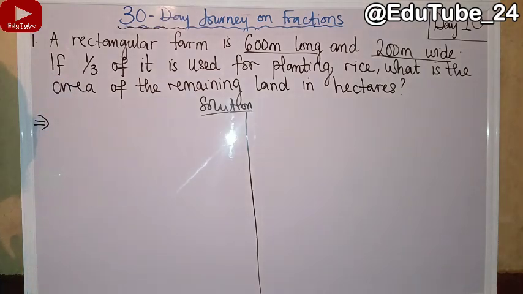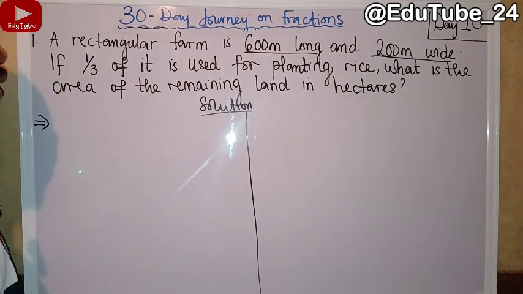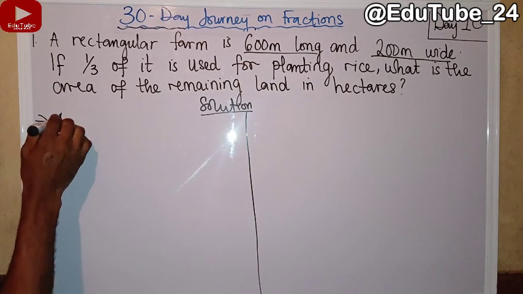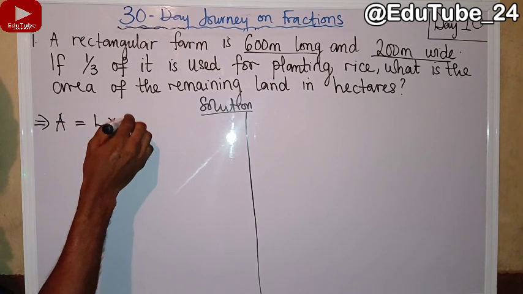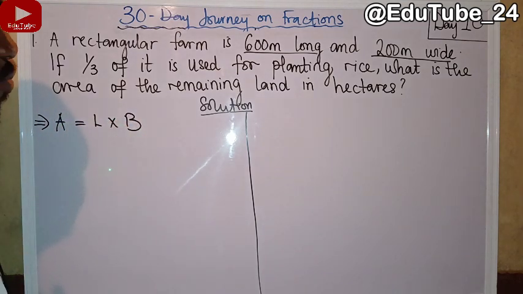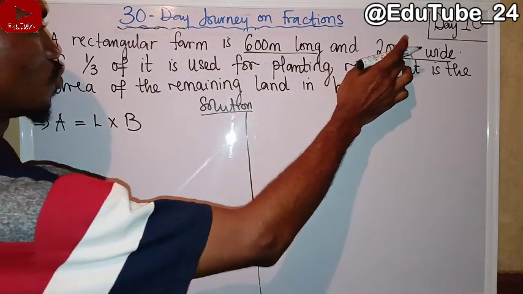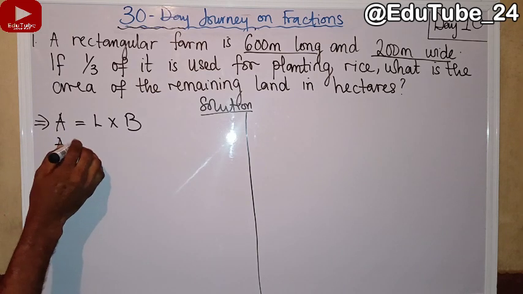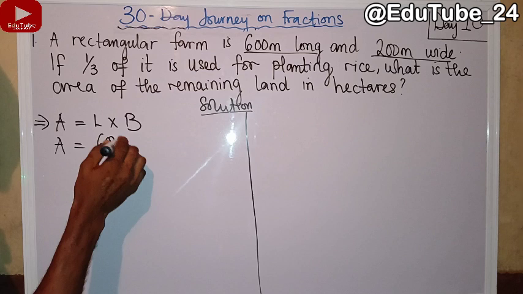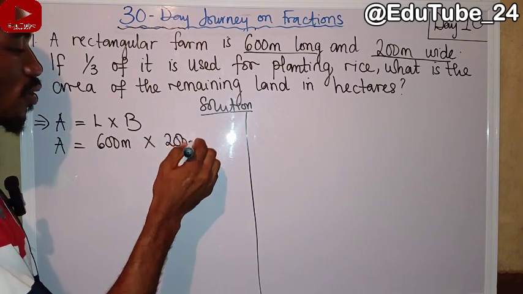Now, what does this explain? This explains the area of a farmland. So that means we first have to find the total area of the rectangular farmland. The area of a rectangle is length times breadth. As it is in the information, the farmland is 600 meters long, which represents the length, and 200 meters wide, which represents the width. So we go by this. The area of the farmland is equal to 600 meters by 200 meters.